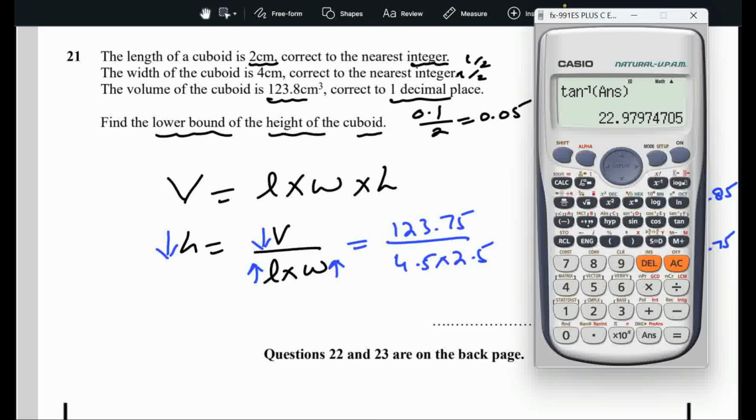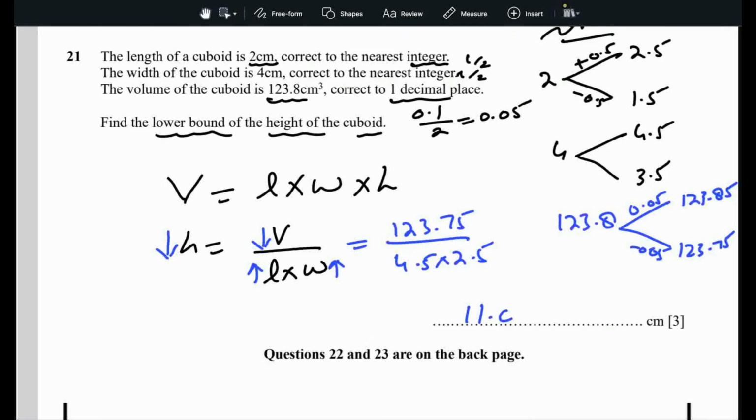Now we can again use the calculator. 123.75 divided by 4.5 multiplied by 2.5. So this will be equal to 11.0. This will be the final answer.